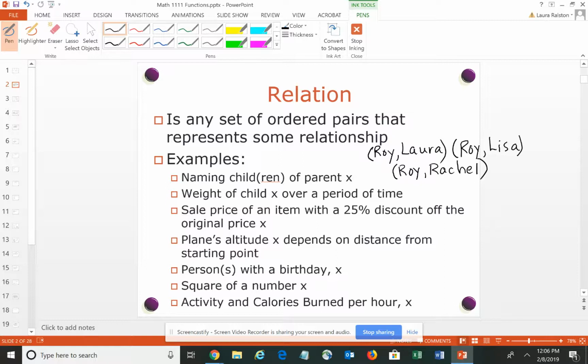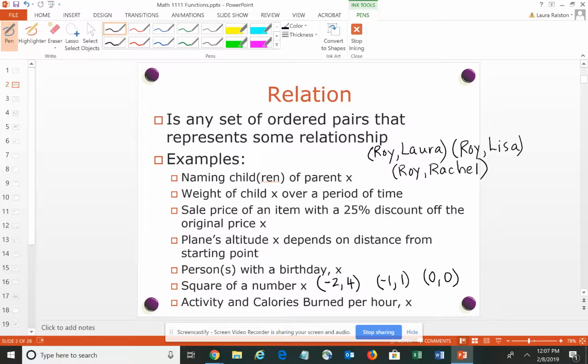If you want a numeric example, think about the square of a number. We could think about the number -2, and its square is 4. The number -1, and its square is 1. The number 0, and its square is 0. So you can have mathematical relationships. You can have just general relationships. And for every relationship, notice you have two values.